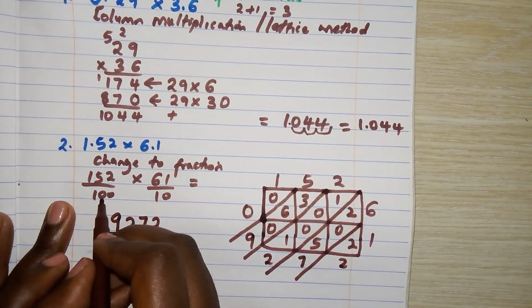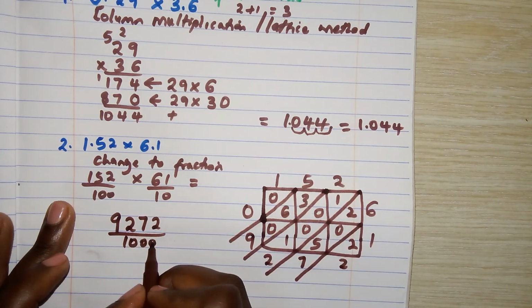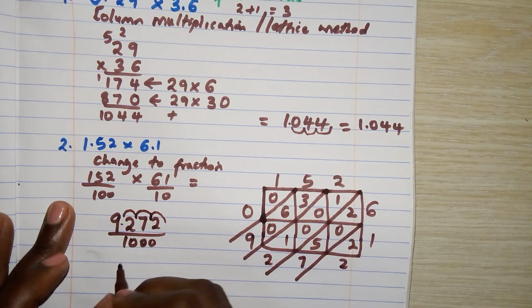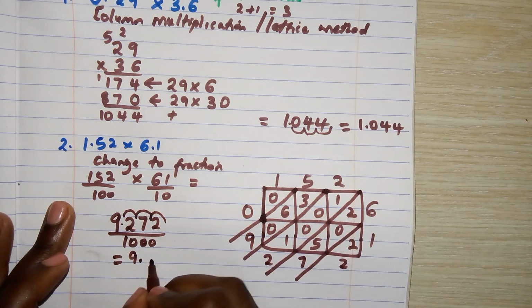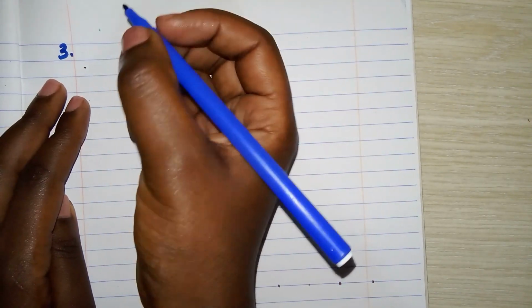9272. 100 times 10 is 1000. So here 1, 2, 3. We move like this. 1, 2, 3. So the answer would be 9.272. Okay. I hope you're getting the concept now.